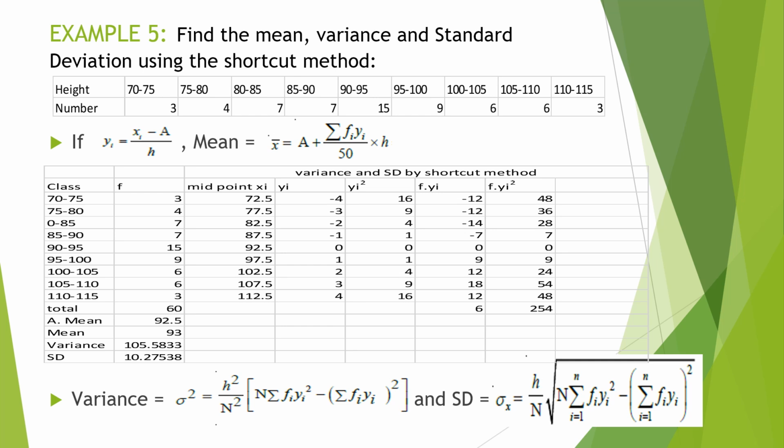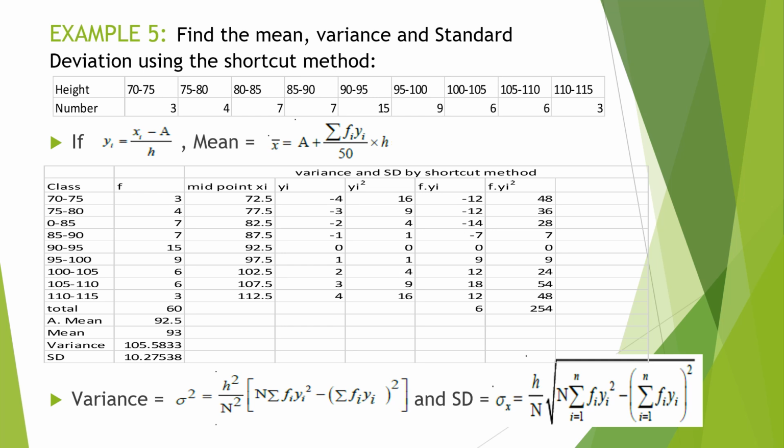Next thing we find is the variance. The formula for variance by the shortcut method is h square upon n square into n sigma fi yi square minus sigma fi yi whole square. So put the values. H square means 25 upon n square means 60 square, 3600, into n, which is 60, into 254 minus square of 6, that means minus 36. Putting these values, you will get the variance as 105.58.